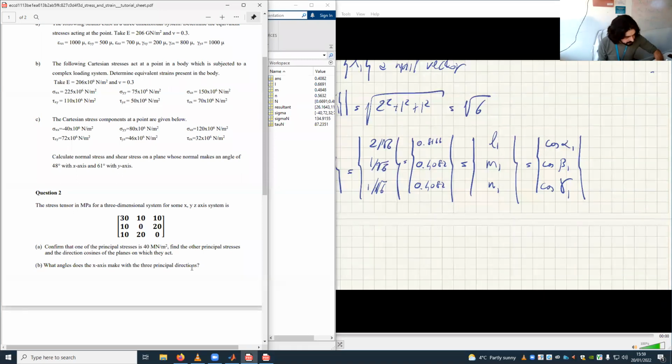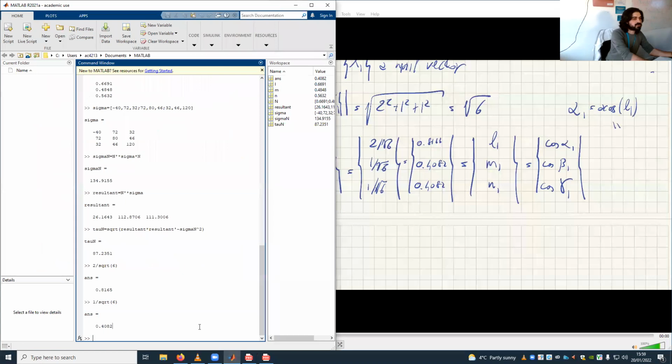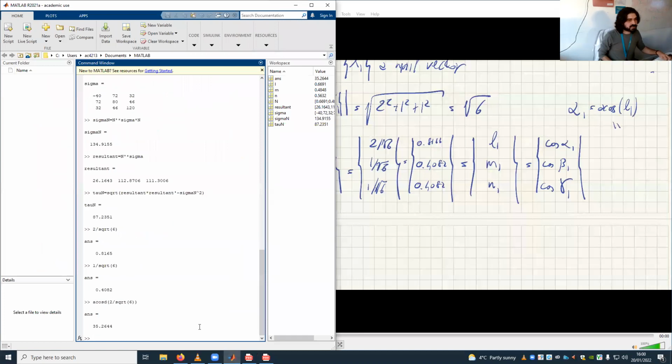So alpha 1 is the inverse cosine of L1, which is equal to L1 was 2 divided by the square root of 6. So the inverse cosine in degrees of this number here is 35.26 degrees.